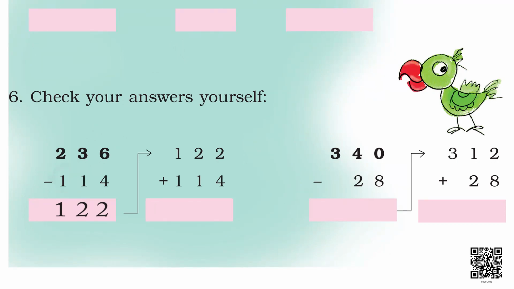First we will add 4 plus 2, that will give us 6. Then we will add 2 and 1, that will give us 3. Then we will add 1 and 1, that will give us 2, so the total is 236. So students, we have checked that our answer 122 is correct.